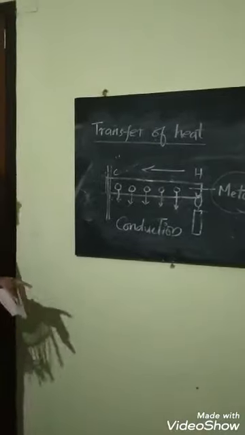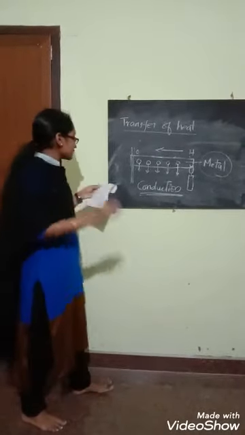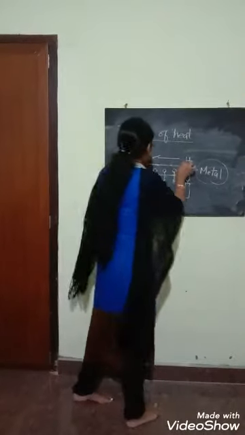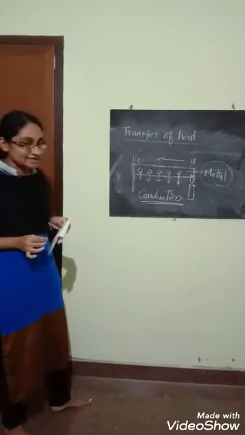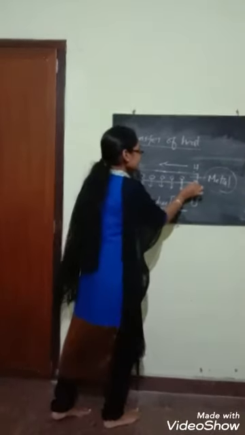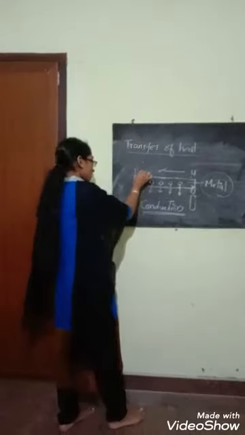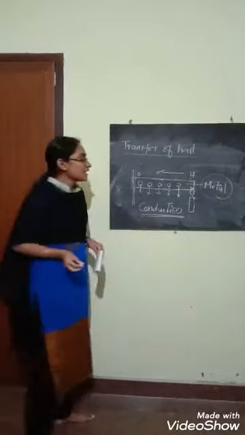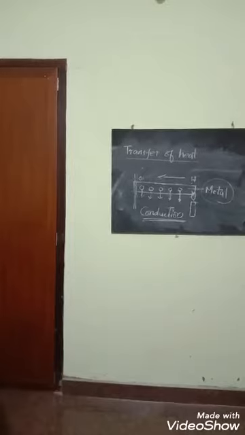So how can we explain this term conduction? It can be explained as the process by which heat is transferred from the hotter end to the colder end of an object is known as conduction. Repeating, the process by which heat is transferred from the hotter end to the colder end of an object is called conduction. I hope the definition of conduction is clear for you.